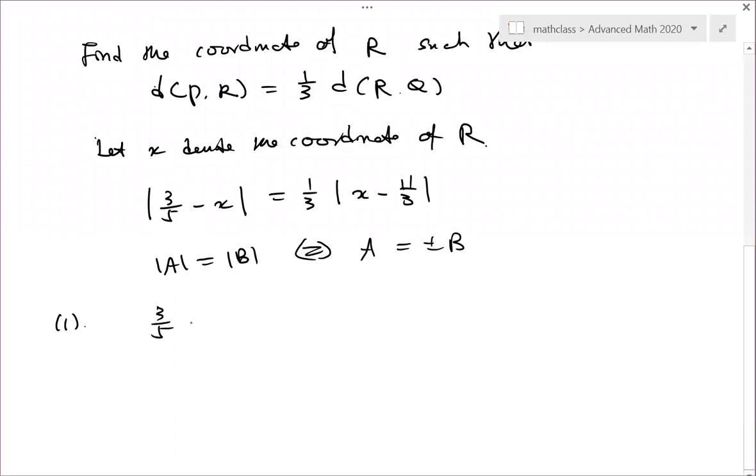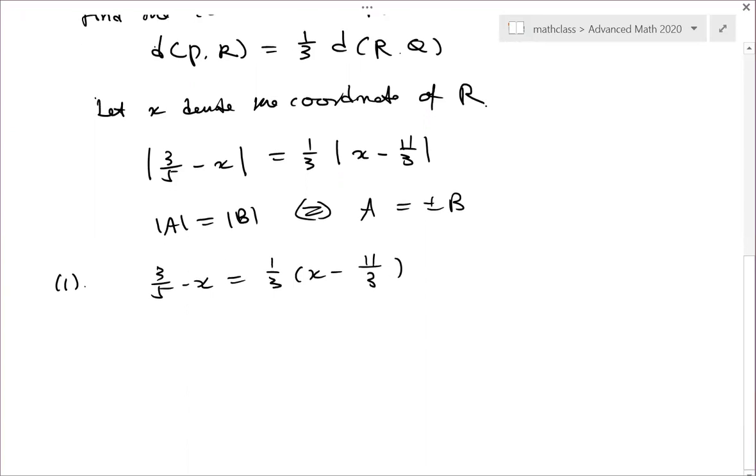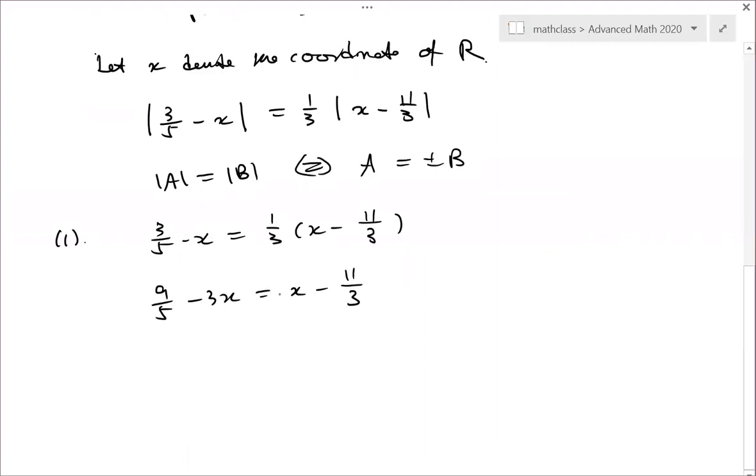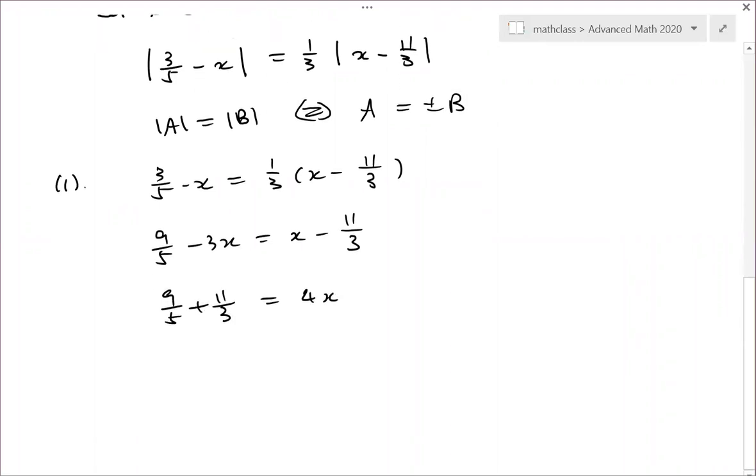One is 3 over 5 minus x equals 1/3 times x minus 11 over 3. Let's solve this equation. Multiply both sides by 3: 9 over 5 minus 3x equals x minus 11 over 3. Then I move 3x to the right, and I get 4x. Let's combine those two numbers: 15 and plus 55 here.